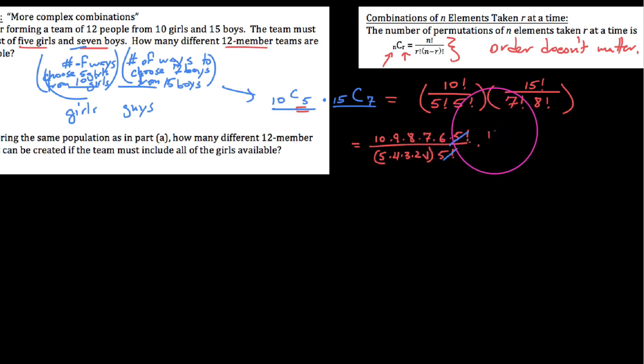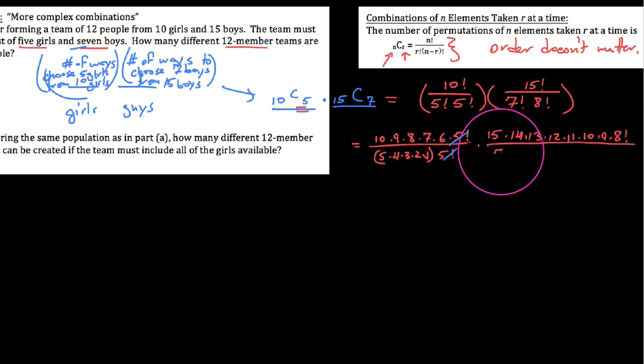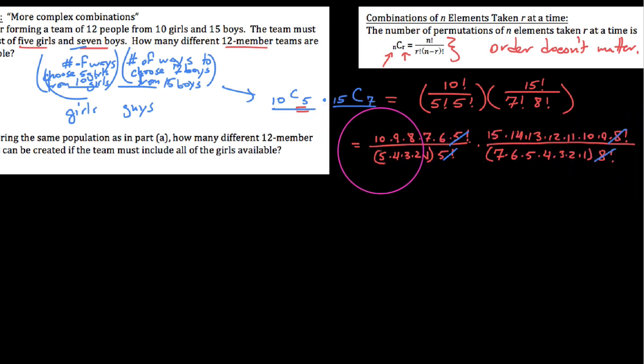So we're taking all of that times 15 times 14 times 13 times 12 times 11, 10, 9, and I can stop at 8 because I know that when I rewrite all this out, I'm going to say 7 times 6 times 5 times 4, 3 times 2 times 1, 7 factorial times 8 factorial, where this right here is going to kick out. So now we get to reduce all of this stuff here.